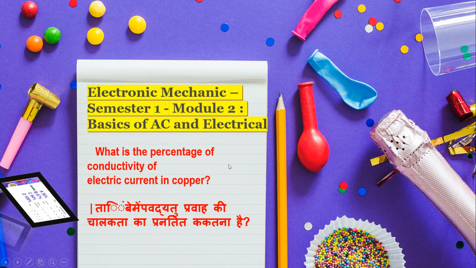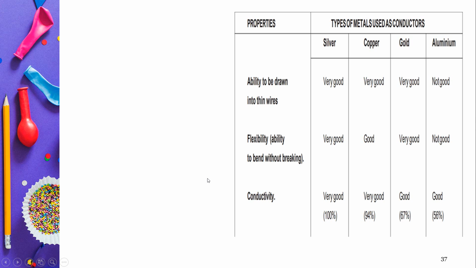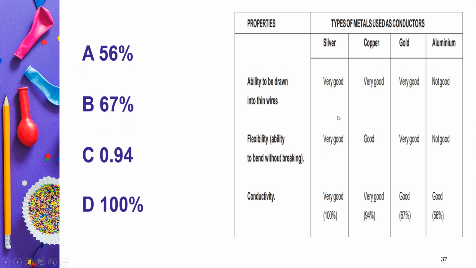What is the percentage of conductivity of electric current in copper? We know that the electrical conductivity of copper is 94%. 0.94 multiplied by 100 converts it into a percentage, so 94% will come. Therefore, the answer is 0.94.